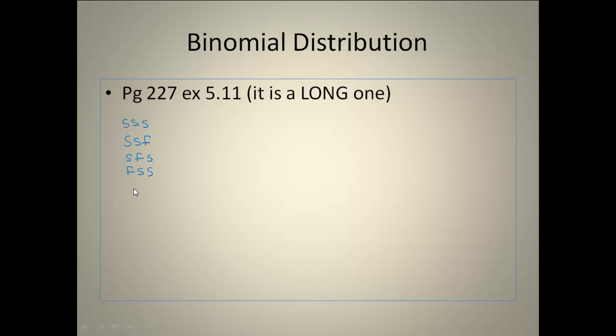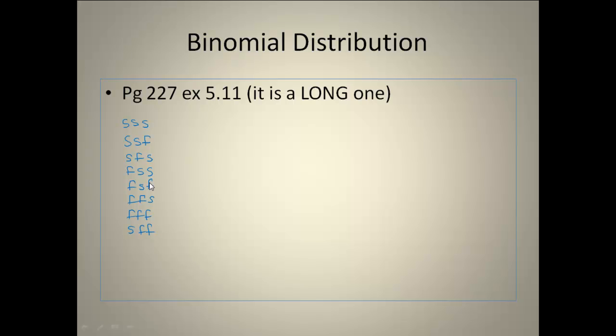We could also have failure, success, failure. We could have failure, failure, success. We could have failure, failure, failure. I'm missing one. We could have success, failure, failure. So those are going to be our 8 different outcomes that we could have.